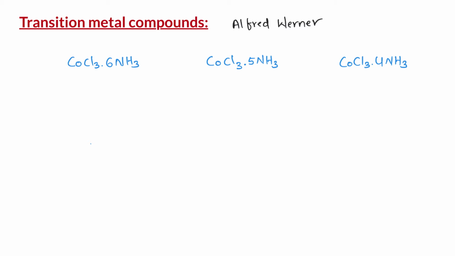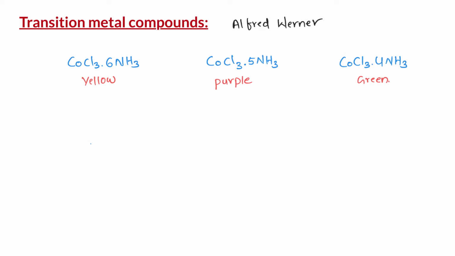He made several observations about these compounds. First, these three compounds are bright and colorful, unlike most of the ionic compounds from main group elements, which are white in color. In addition, these three compounds have different colors. The first compound is yellow, the second one with 5 ammonias is purple, and the third one with 4 ammonias is green in color.